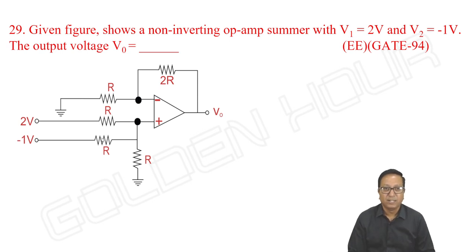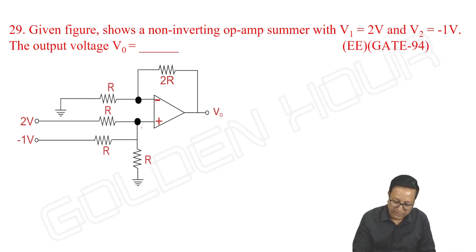Right. The given figure shows a non-inverting op-amp with V1 equal to 2 and V2 equal to −1 volt. What is the output of this circuit? So it is V+, V− at node A. KCL at node A.